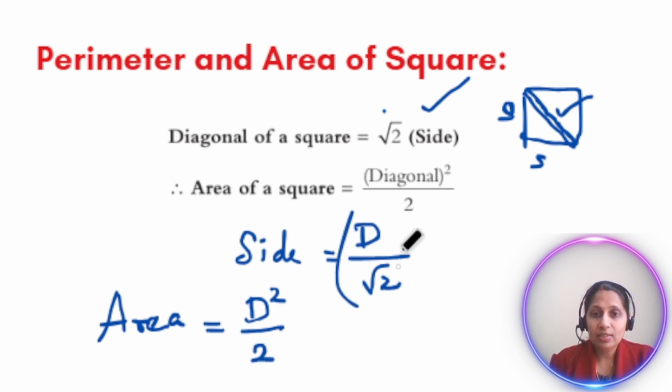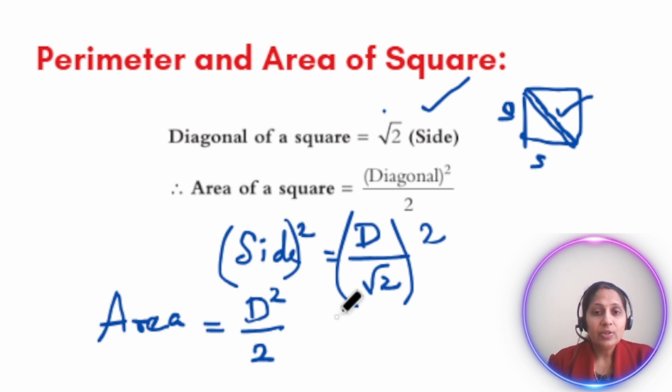Okay, squaring this, you get the side square. So it's simply d square, which is diagonal square, by root 2 square is 2. So d square by 2. So all the problems involve any of these formulas only for square. Okay, save this video so you can refer to it later.